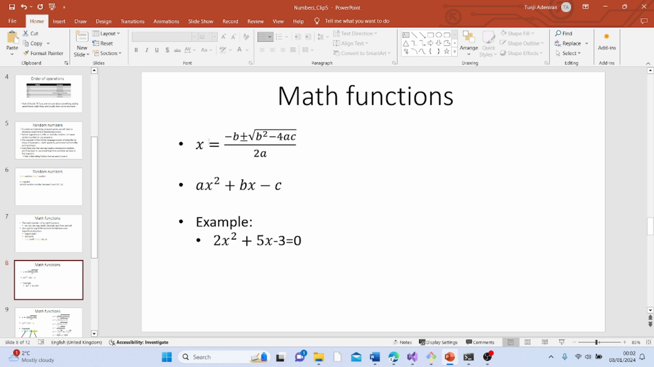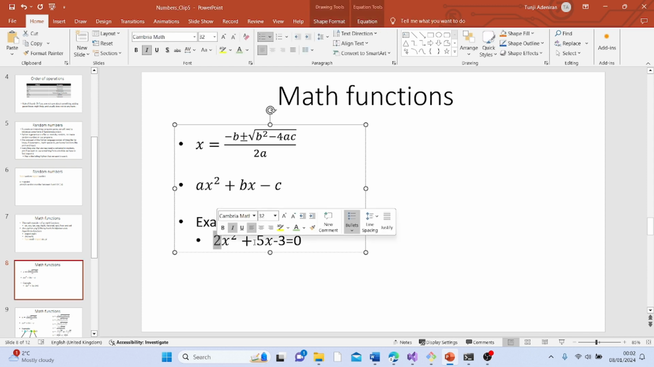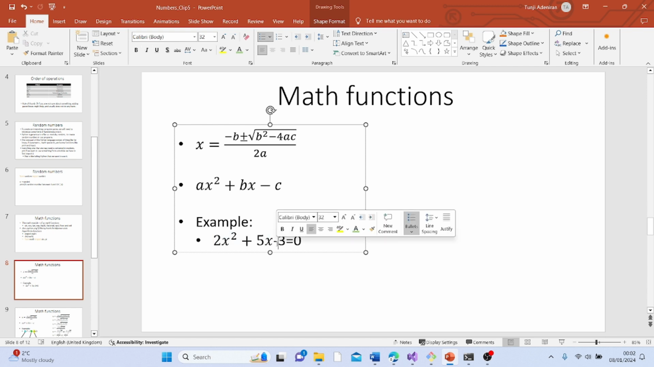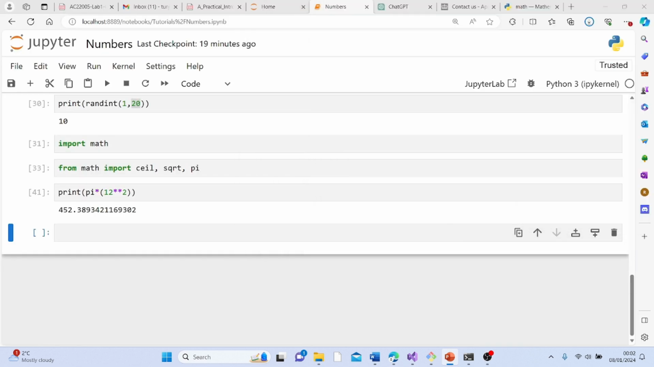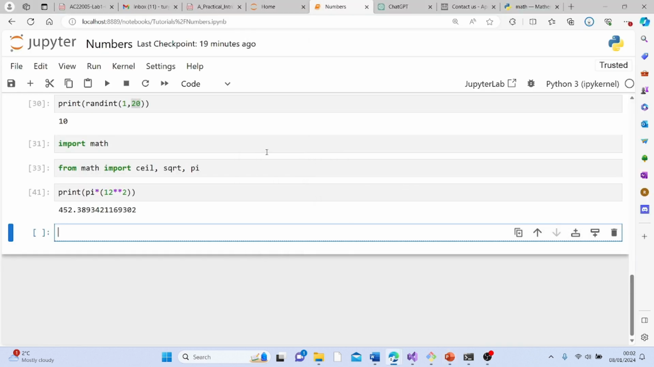You have that value of x will be equal to minus b plus or minus square root of b squared minus 4ac, all over 2a. So this is a formula to find the value of x, the root of x, which will be two roots. So let's look at how we can write a code to get input values for a, b, and c, and it will calculate the root for us. Let's do that as an exercise here.